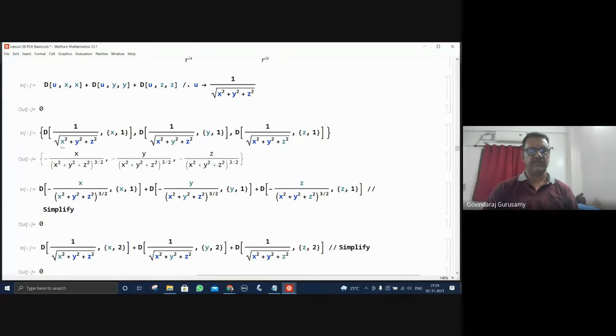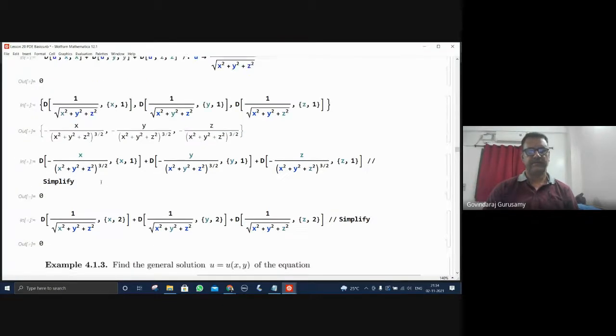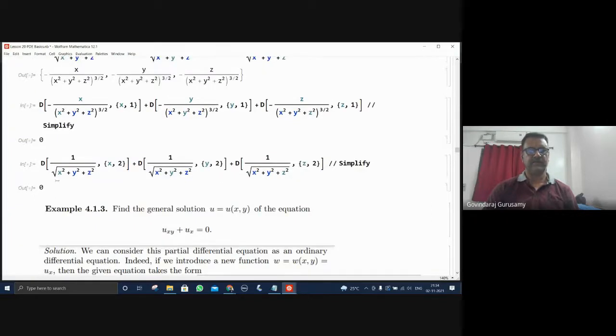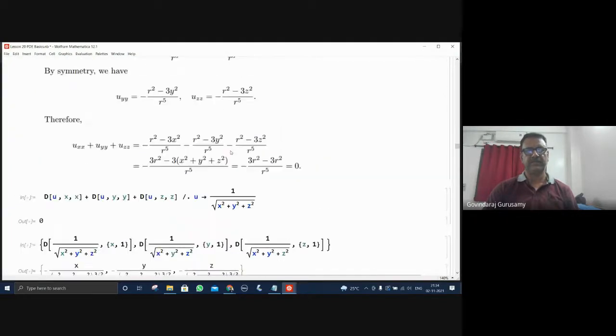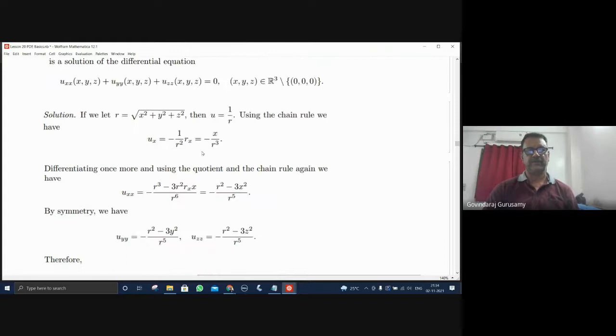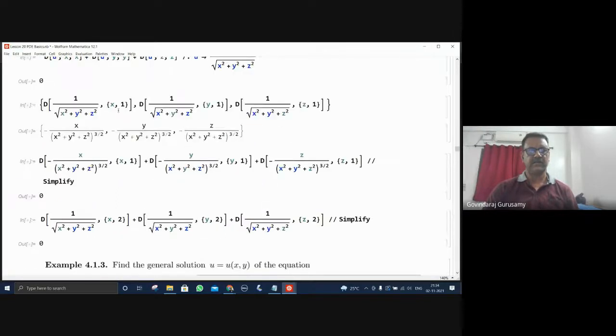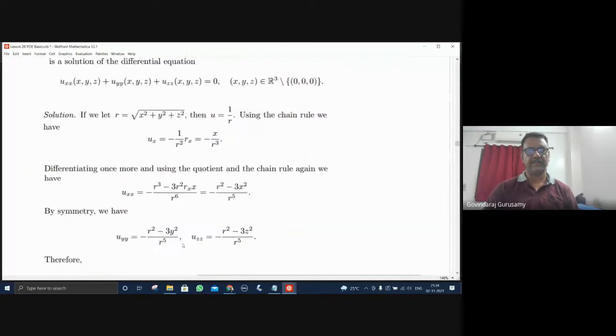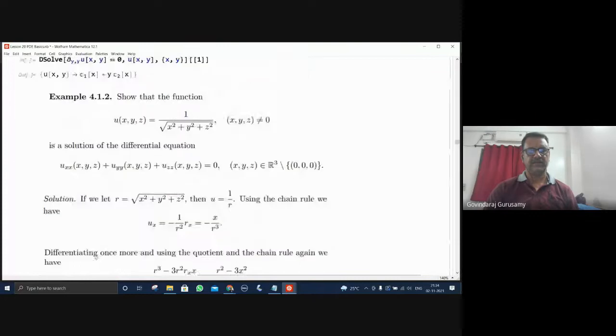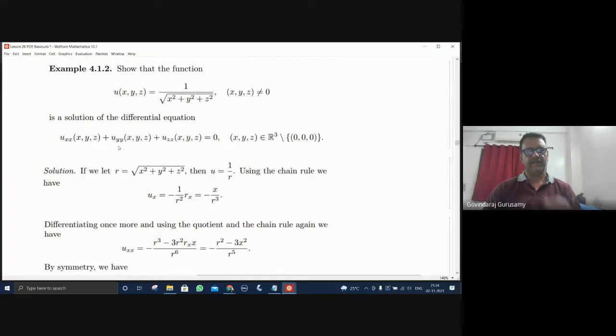Then take this and find one more derivative and add them, simplify. You'll get this result which is satisfying this equation. And you will understand more about how to handle such functions and how to get these expressions through Mathematica. You will understand more about the system. And what is this equation now?